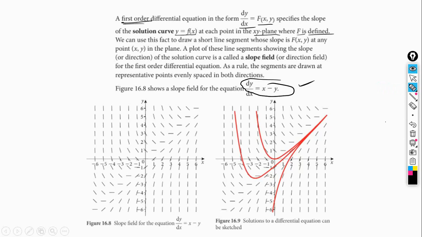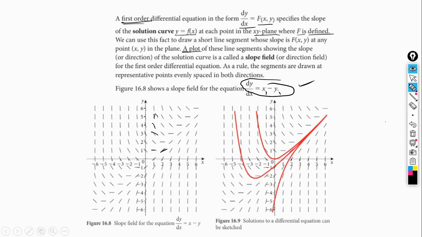So look at, for example, point (1, 1), which is a flat line. That's because if we plug in 1 for x and 1 for y, we get 0. So the slope is 0. If you look at (2, 1), that's going to be 2 minus 1, so we have a slope of 1. If you take a look at (1, 3), we get negative 2 as a slope. Notice that we get negative 3 as a slope for (1, 4), negative 4 as a slope for (1, 5), and so forth. So this represents the slopes at any given point. So this is why it's called a slope field.